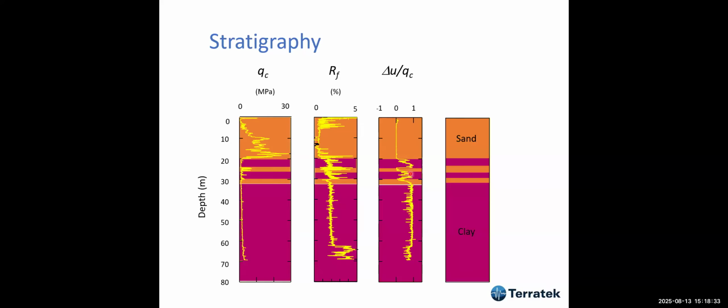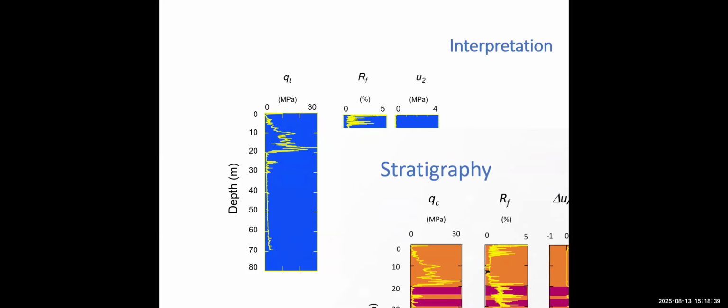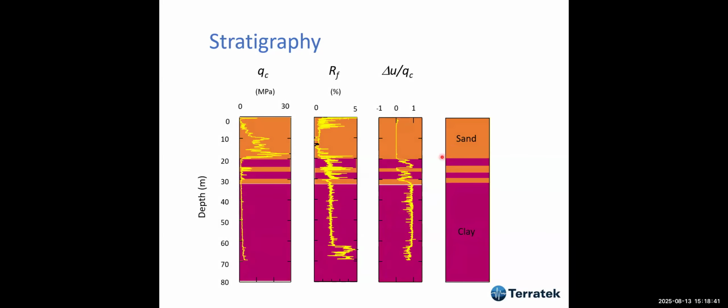This is another example in which we can detect sand layers. That's the same as this one, but here we are trying to analyze where there's sand. This is clay. This is a sand seam. This is a clay seam. This is a sand seam. Very clear from here. Okay.